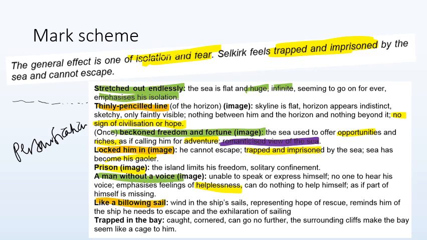Like a billowing sail. The fact that the wind is in the ship's sails represents the hope of rescue, reminds him of the fact that he will need a ship to escape and how exhilarating, how exciting sailing is. And then finally, trapped in the bay, caught, cornered, can go no further. The surrounding cliffs seem like a cage to him. So this is what the exam board thinks that you should say.